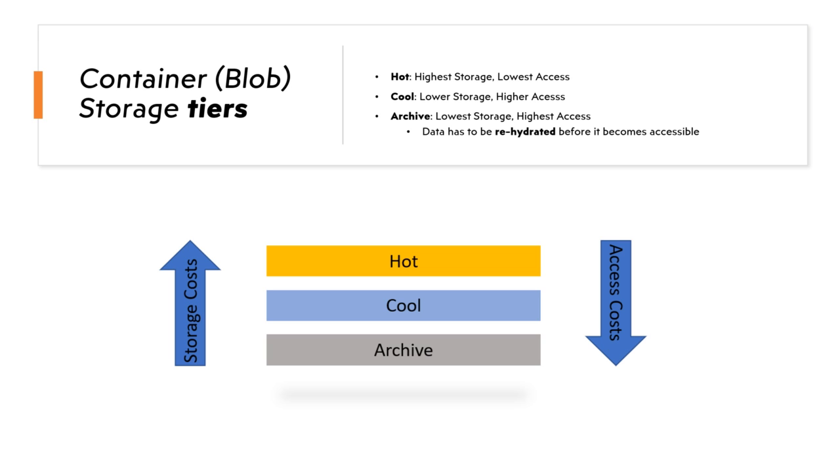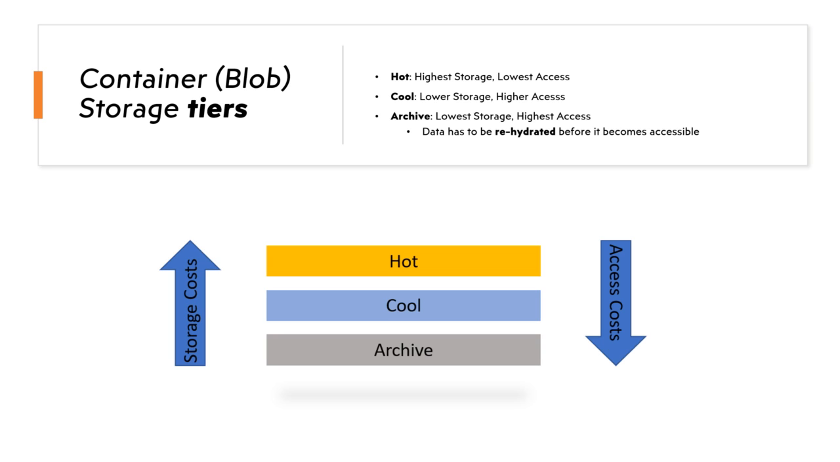These come in Hot, Cool, and Archive. Hot has the highest storage cost, but lowest access costs, and is used for data which is regularly accessed. Cool storage is data that's not accessed frequently, but expected to be ready immediately if required. These come with higher access costs than Hot, but lower storage costs in comparison.